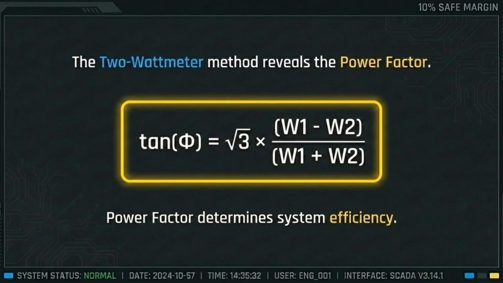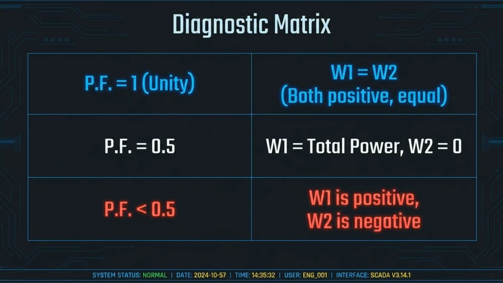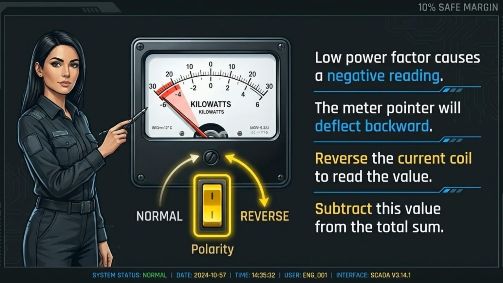The 2-wattmeter method also allows us to derive the power factor, which is a critical indicator of system efficiency. This diagnostic matrix shows how different power factor conditions correspond to the readings of your 2 meters, aiding in quick system assessment. A low power factor may result in a negative reading, causing the meter pointer to deflect backward. To resolve this, reverse the current coil connection and subtract that value from the total sum.